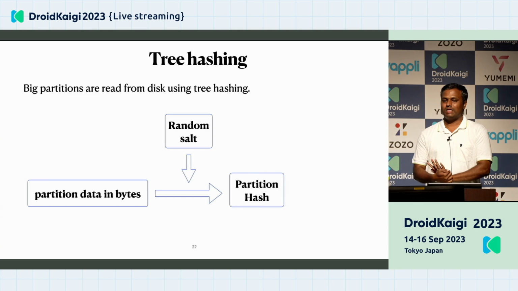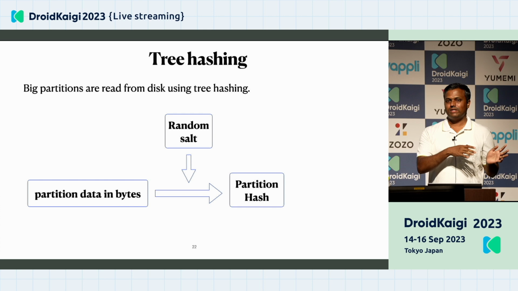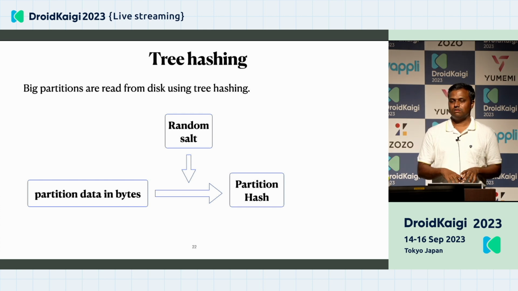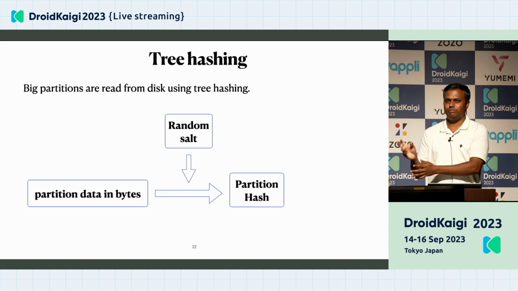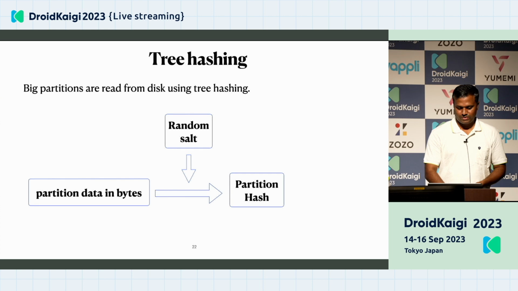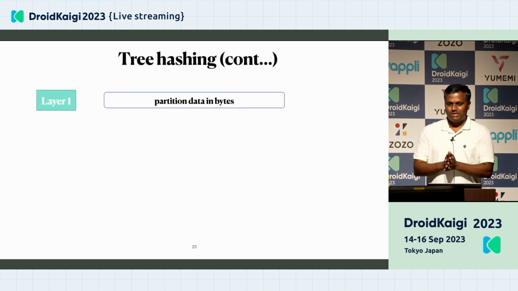Big partitions are read from the disk and in parallel the hash is calculated. On the left hand side, you can see the partition data in bytes. We use some random salt, do some processing, and a single partition hash will be calculated. This processing is called tree hashing. So let's see that in detail.